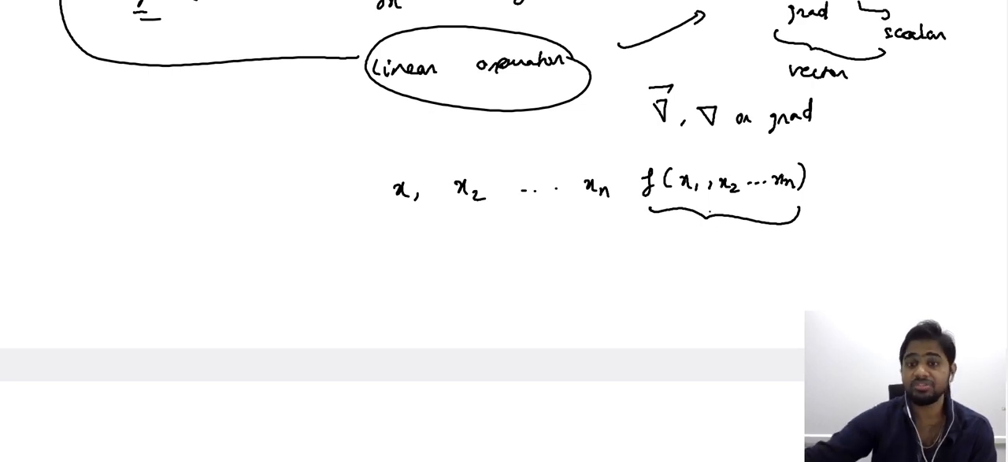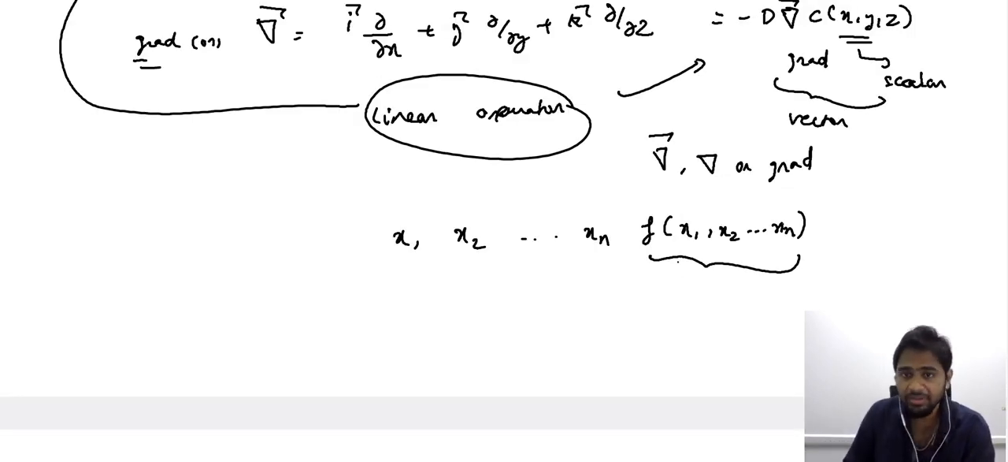So it is possible for us to estimate the gradient of the dependent variable, provided we know how this dependent variable varies with respect to x1, or x2, and so on and so forth, and how it varies with respect to xn. So if we are able to estimate it, then it allows us to estimate the gradient of this dependent variable with respect to these independent variables.